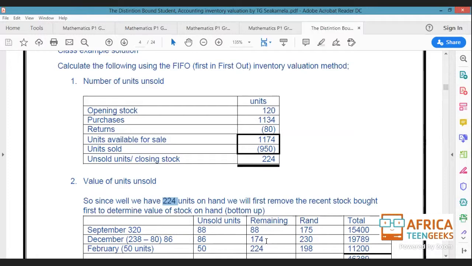Just hang on, guys. I need to check something. 238 minus 80. It actually needs to be 158, not 174. Right? Then this one, you just use it as a top up, your 88 units. Then what you're going to do, you're going to say this times that, and this times that.